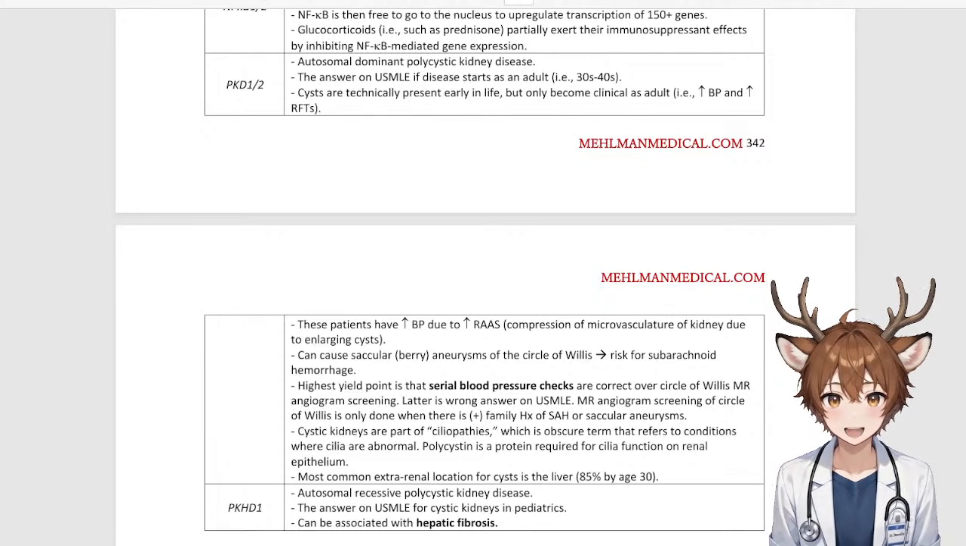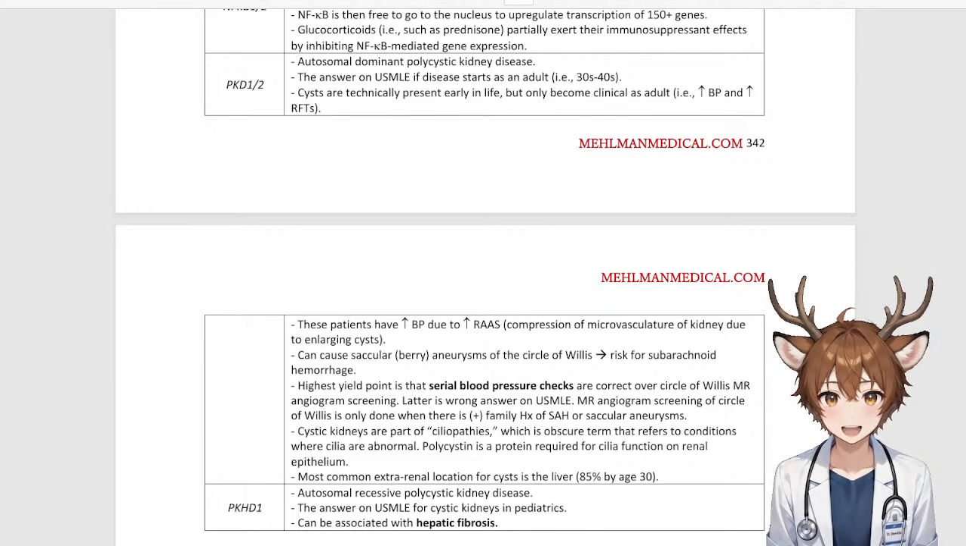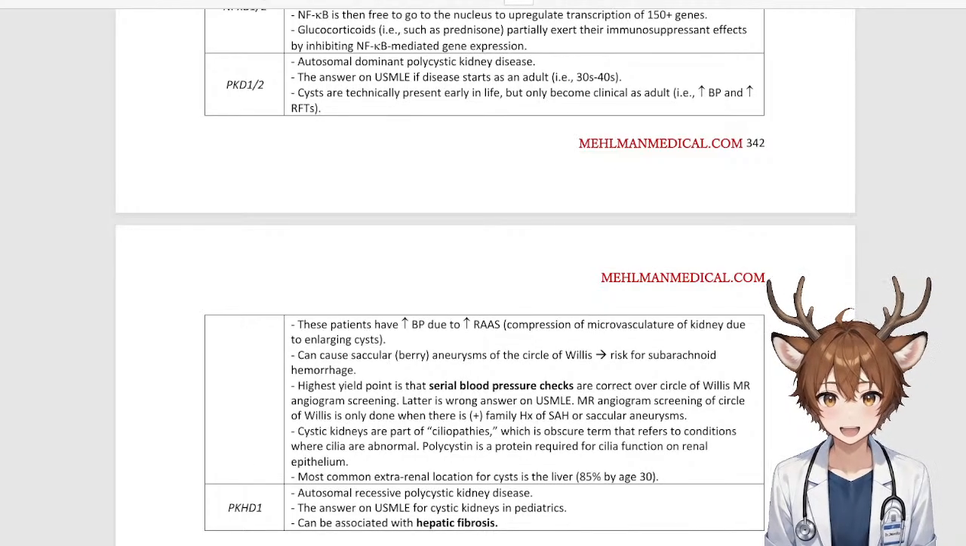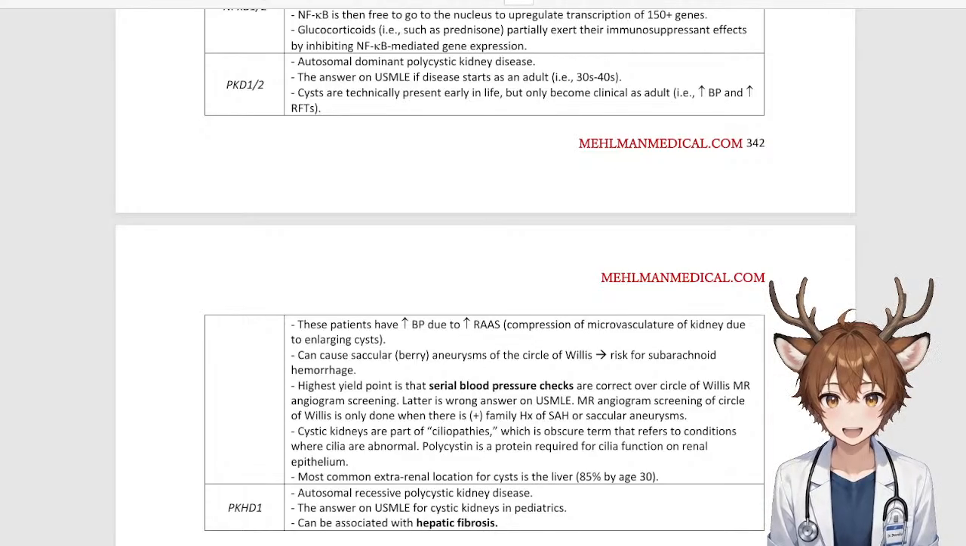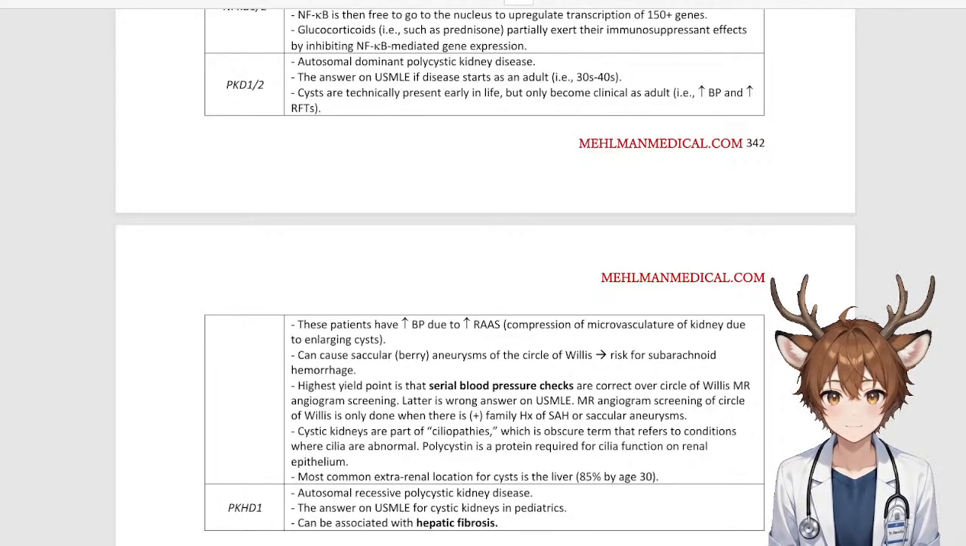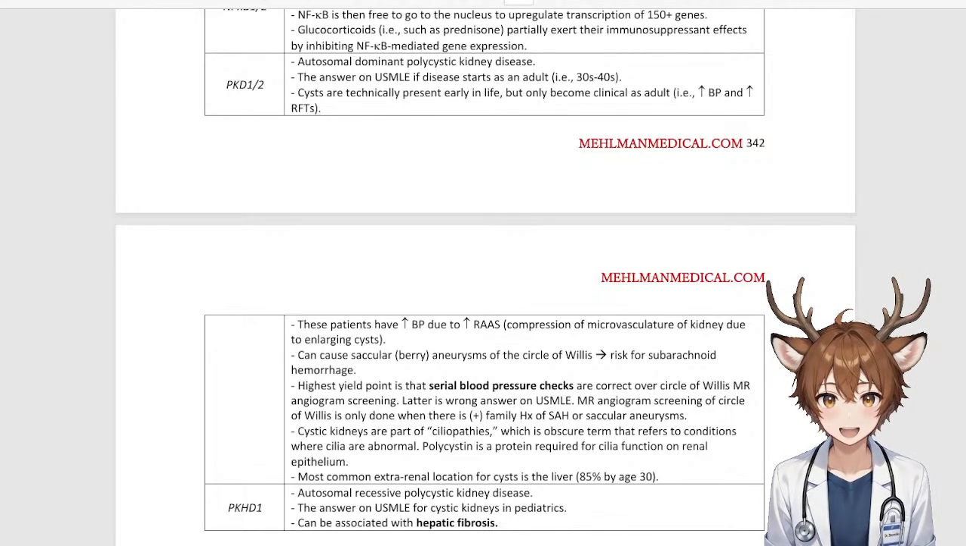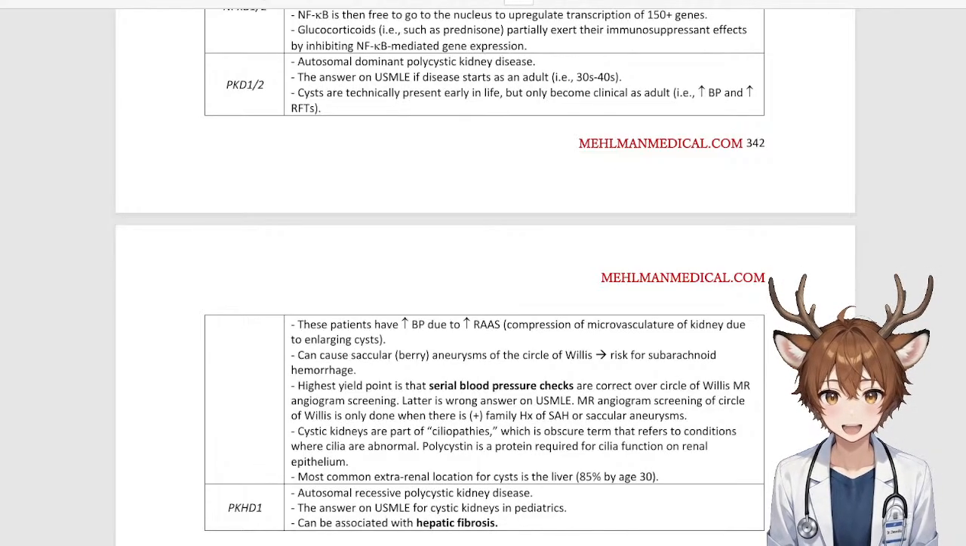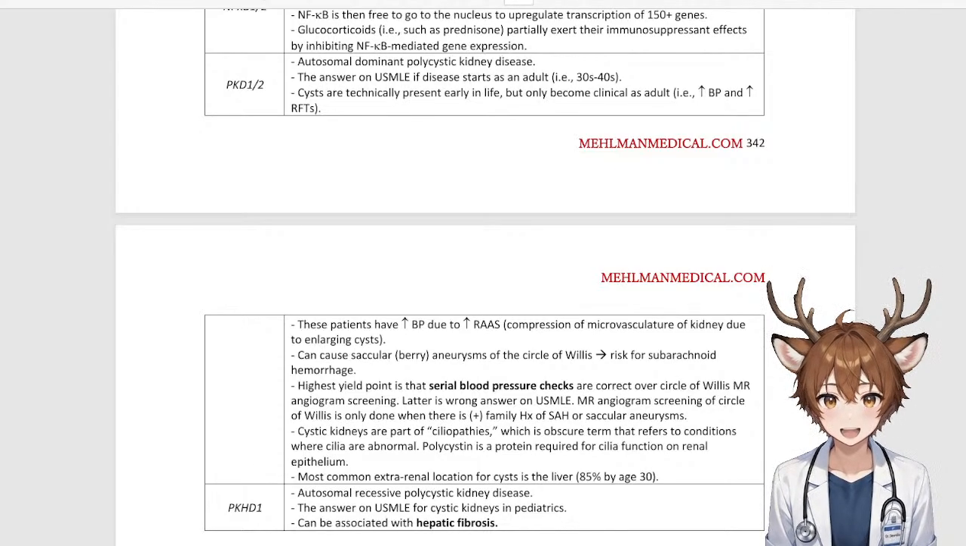You should go look at a picture of one of these polycystic kidney disease kidneys. These patients have an elevated blood pressure due to the increase in RAS, compression of the microvasculature of the kidneys due to the enlarging cysts, and can have saccular berry aneurysms of the circle of Willis, with risk of subarachnoid hemorrhage. Highest yield point is that serial blood pressure checks are correct over circle of Willis.